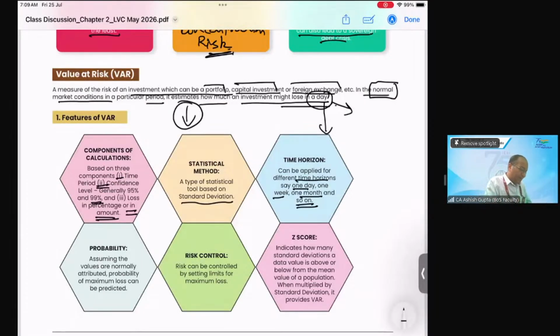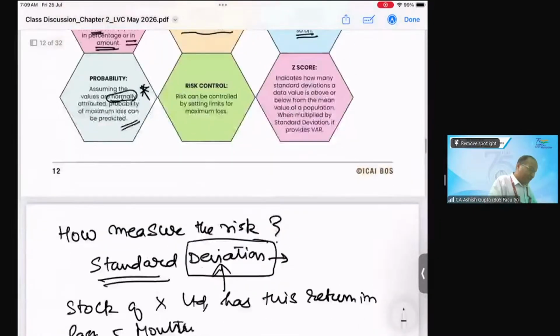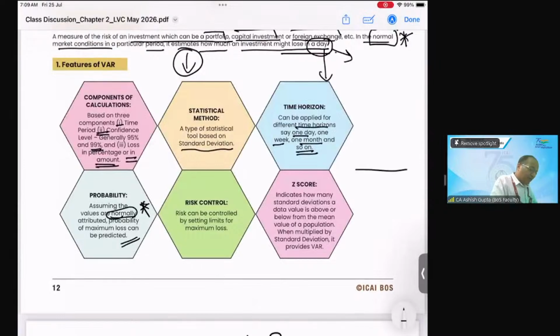Now next is the probability. It is very important. Assuming that the values are normally distributed, probabilities of the maximum loss can be predicted under normal market condition, which has been mentioned here. So it is generally assumed that the probability values are normally distributed, and that's why we use the normal curve in our calculation.